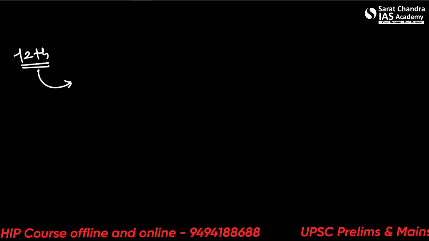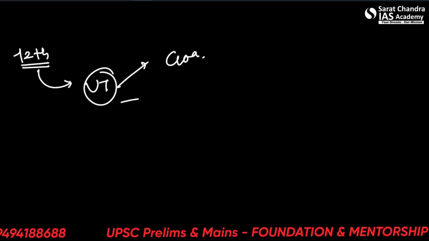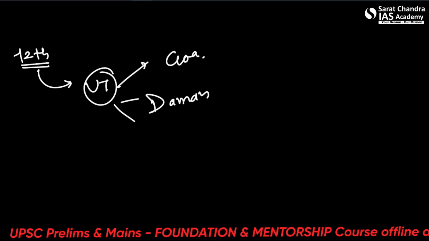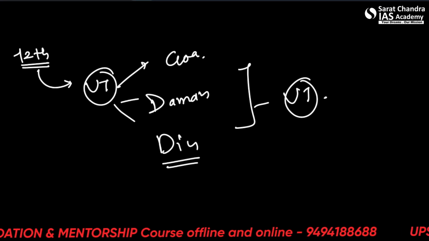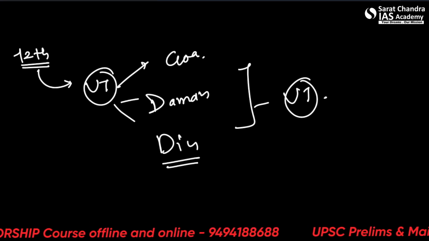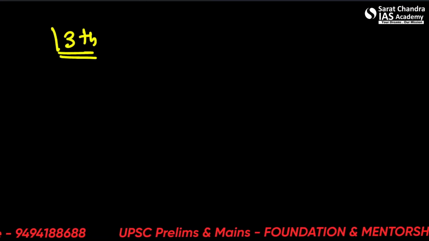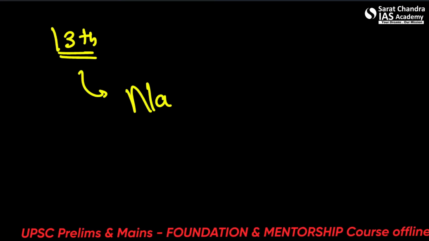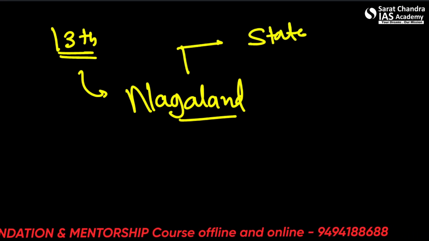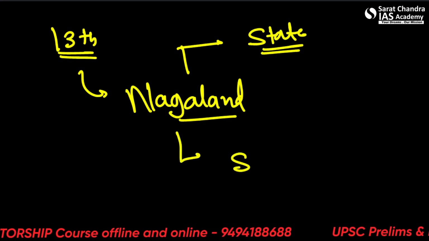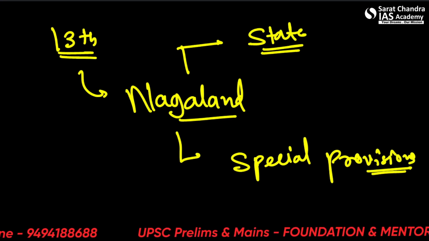This incorporated some more UT. Which ones? Goa, Daman and Diu. All right, these became UT as per the 12th Act of 1962. Let's come to the 13th, a very special one. So this was about Nagaland. It made Nagaland a state, as well as gave special provisions to it. All right, so please remember this one.